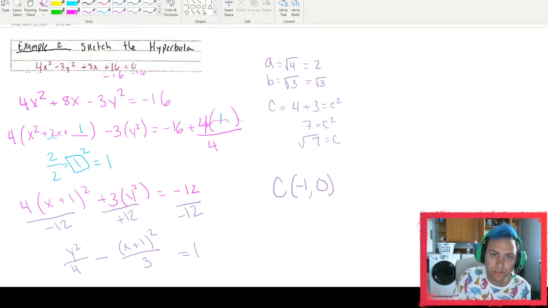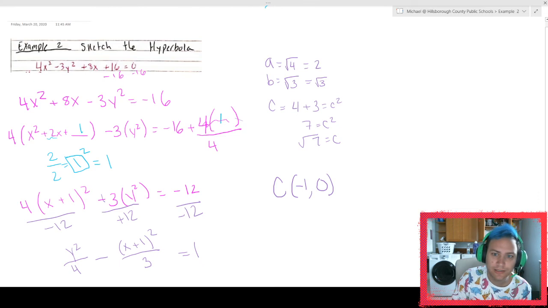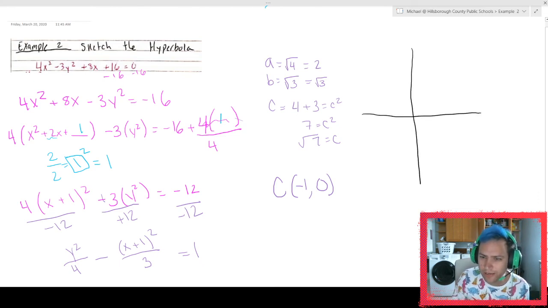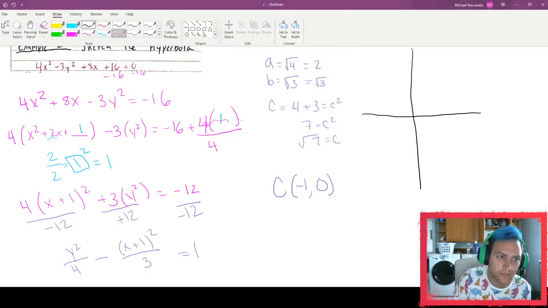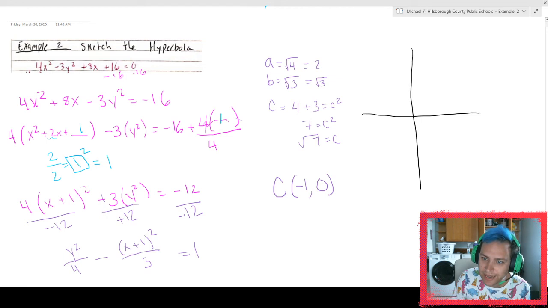This puts us in really good shape to be able to actually graph this. Like I said, though, this is not the important part. If you can get the center and all that stuff, that's really what I wanted you to be able to do. Okay, so my center is at negative 1, 0. So there's going to be my point.